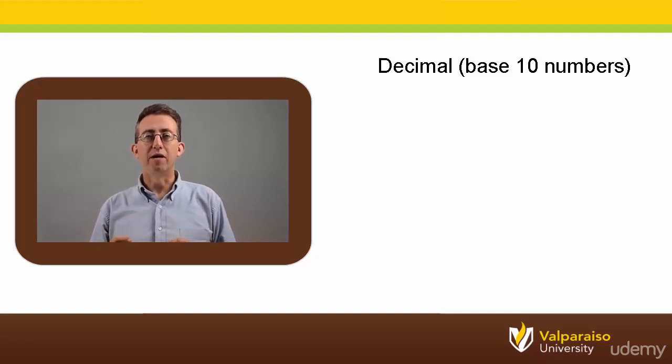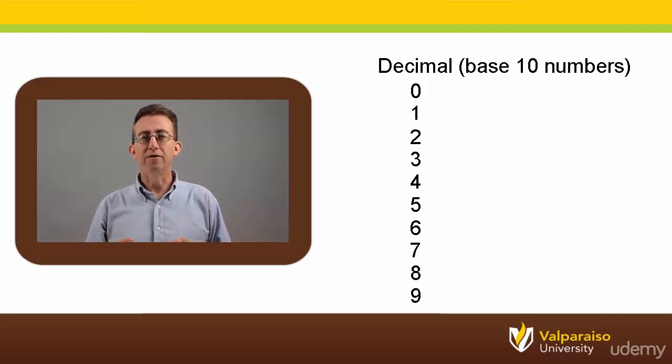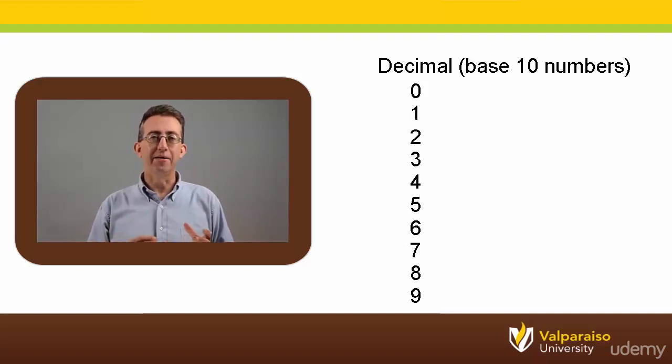Base 10 means that we have 10 different digits that we can use to count: 0, 1, 2, 3, 4, 5, 6, 7, 8, and 9. So when we count, we start off counting from 0 to 9.